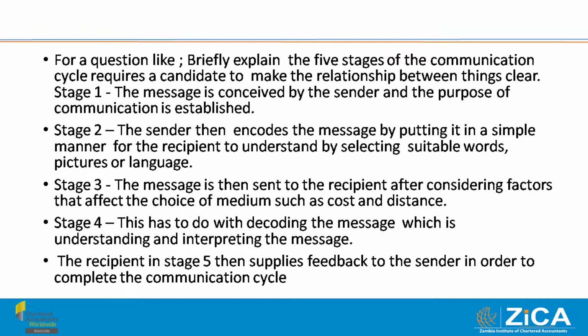And then the sender selects the most suitable medium of communication. That brings us to stage three of the process. The sender selects the most suitable choice of medium, by considering factors such as cost and distance. Then when the sender sends the message, the recipient receives the message. So the recipient will receive the message by either reading or listening. This brings us to stage four, which is called decoding the message. To decode is to understand and interpret the message correctly. Then stage five has got to do with supplying feedback. The recipient then supplies feedback to the sender of the message, and that completes the communication cycle.